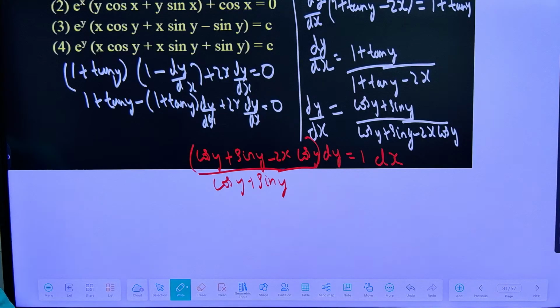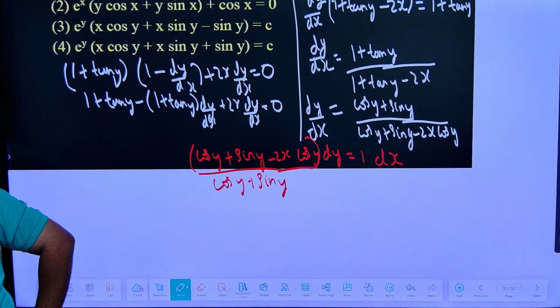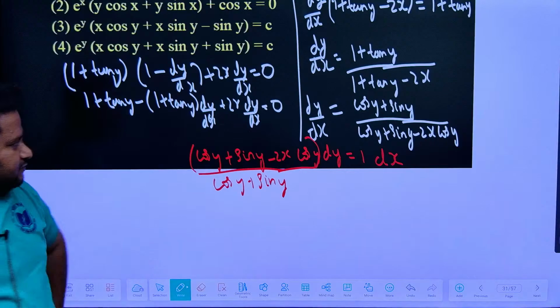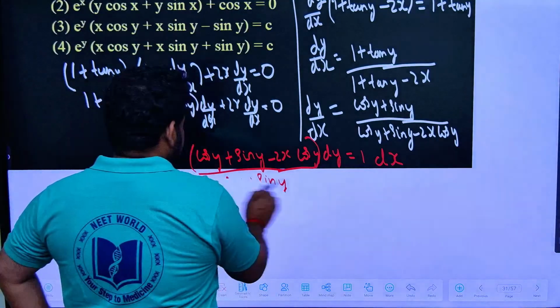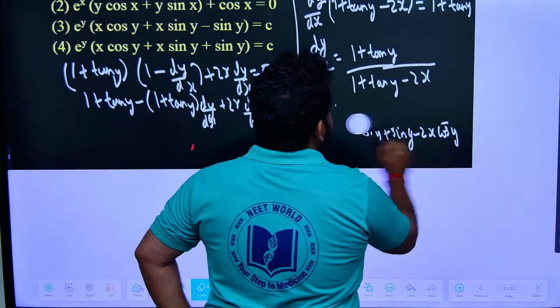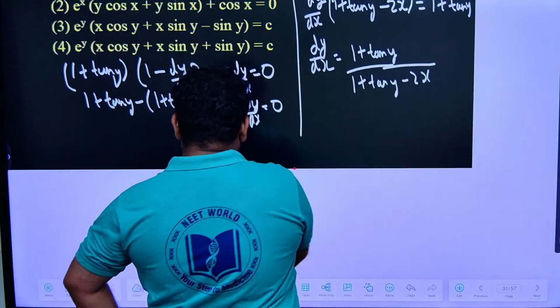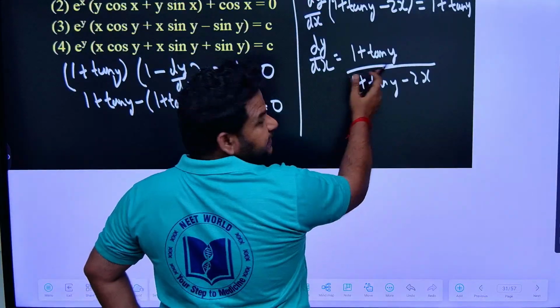How can we do it? What are they asking? General solution. They have not asked to find it in terms of y, or in terms of x. So what we can do here is very simple. See here, before converting, observe carefully. We cannot separate anything. So dy by dx is this one.